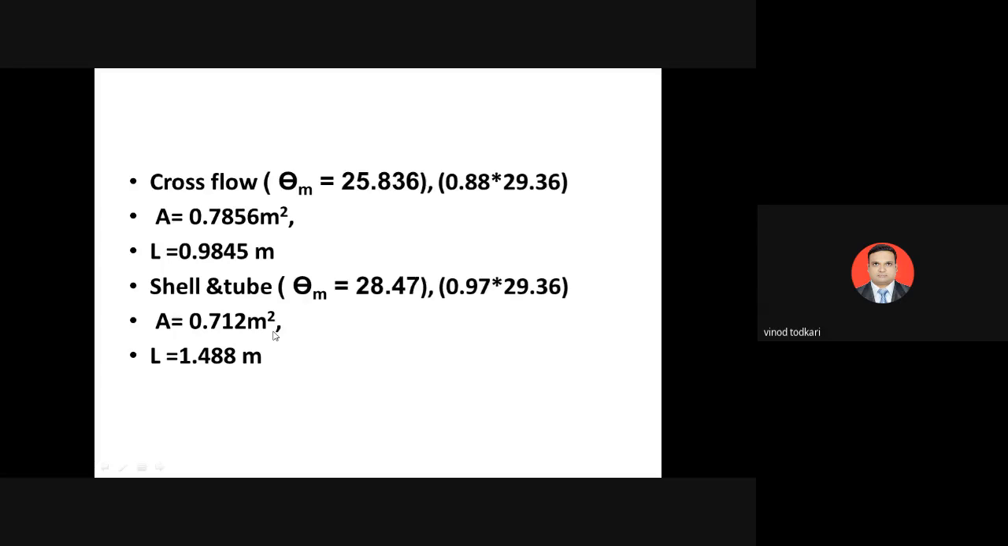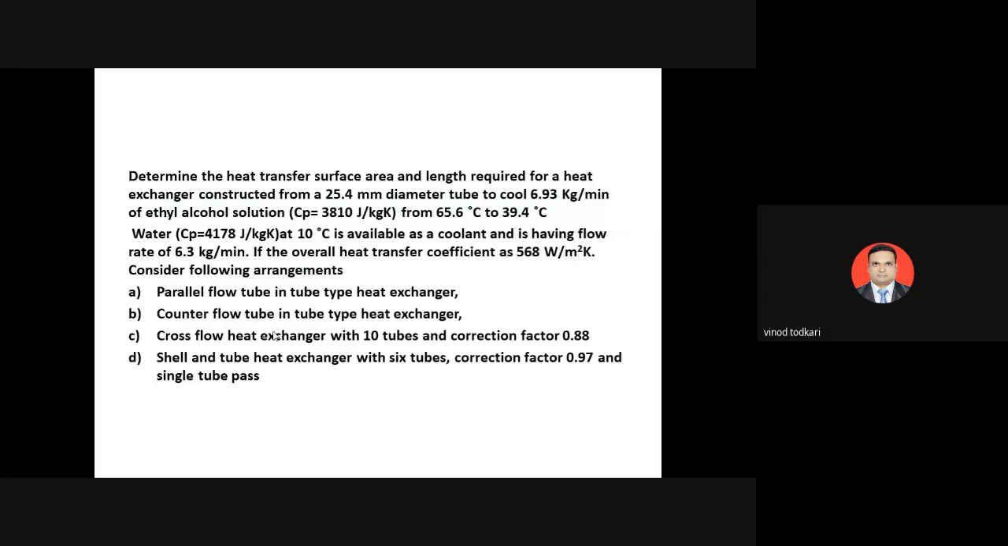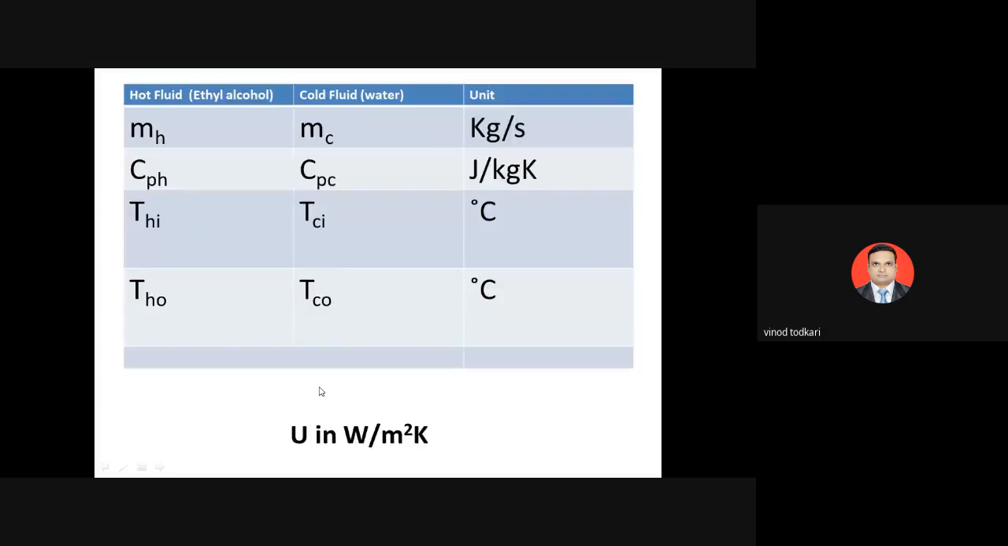Let's take the last case, shell and tube heat exchanger. What is given in the numerical? Shell and tube heat exchanger with 6 tubes. 6 tubes means N is equal to 6. The number of tubes is 6. The correction factor is 0.97. F is equal to 0.97 and single tube pass. So the number of passes P is equal to 1. I repeat, what is given? N is equal to 6. The number of tubes is 6. F is equal to 0.97 and single tube pass means P is equal to 1.